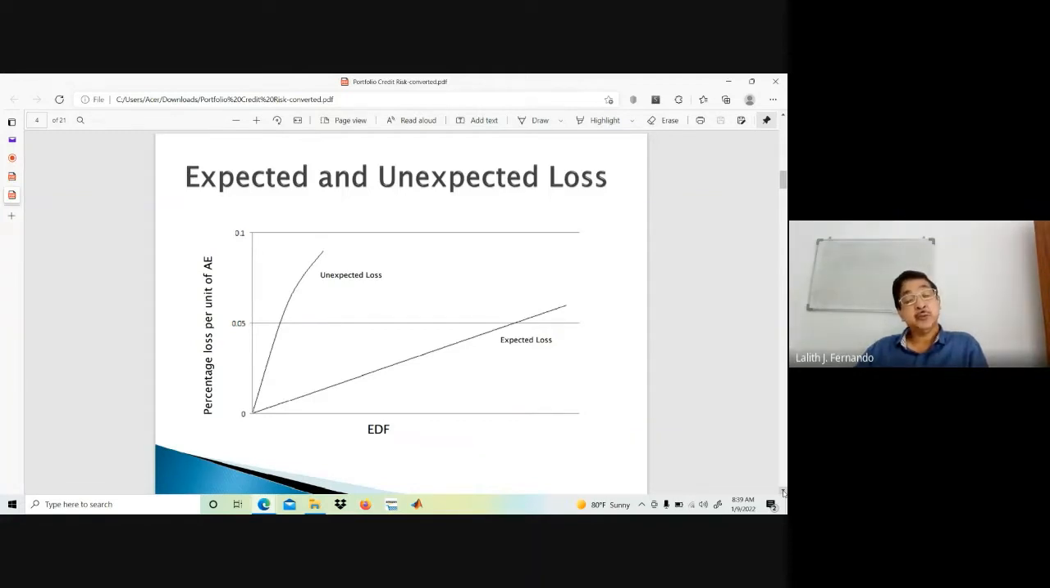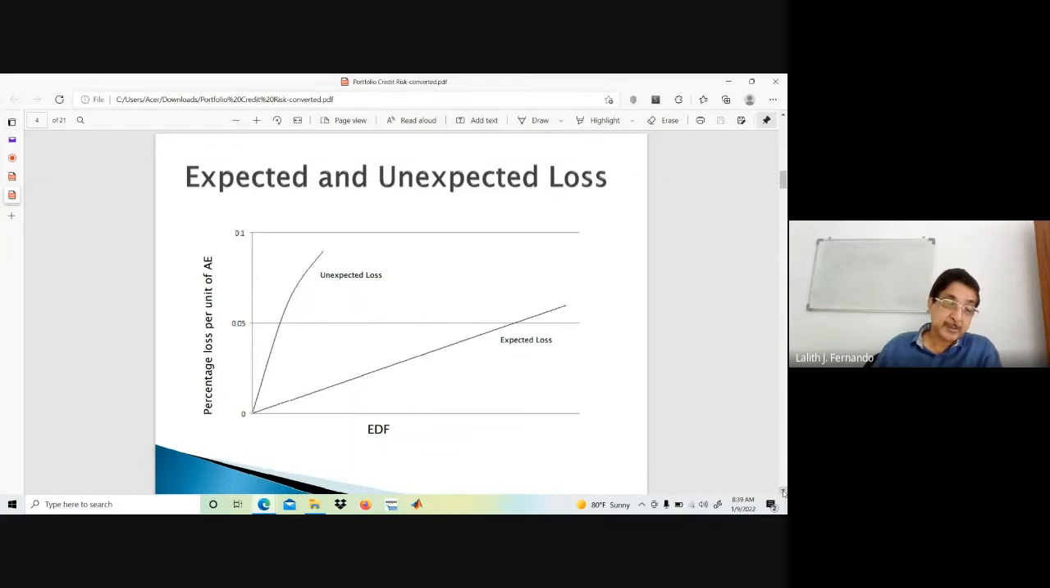But if you know the concepts clear, sometimes you can have a much simpler calculation to arrive at the same thing. So that is what you need to understand. Now just look at this graph. This graph is constructed on the basis of, you can see, along the x-axis, the EDF. That is expected default frequency. It is a proxy for PD. Then in the vertical axis, you have percentage loss per unit of AE.